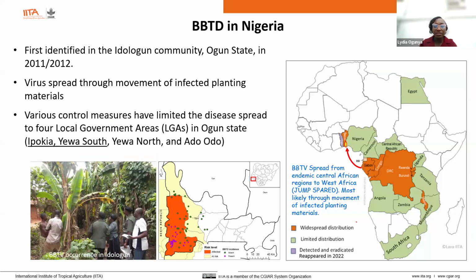And there have been various control measures in place, which keep limiting the spread to 4 local government areas in Ogun State, which happens to be the study area for the study. We have Ipokia, Yewa South, Yewa North, and Ado-Odo. Then Idologun community is situated in Yewa South local government in Ogun State. Ogun State has 20 local government areas. And then we also see on the screen the hotspots where BBTD has been noticed and the areas affected within the region.